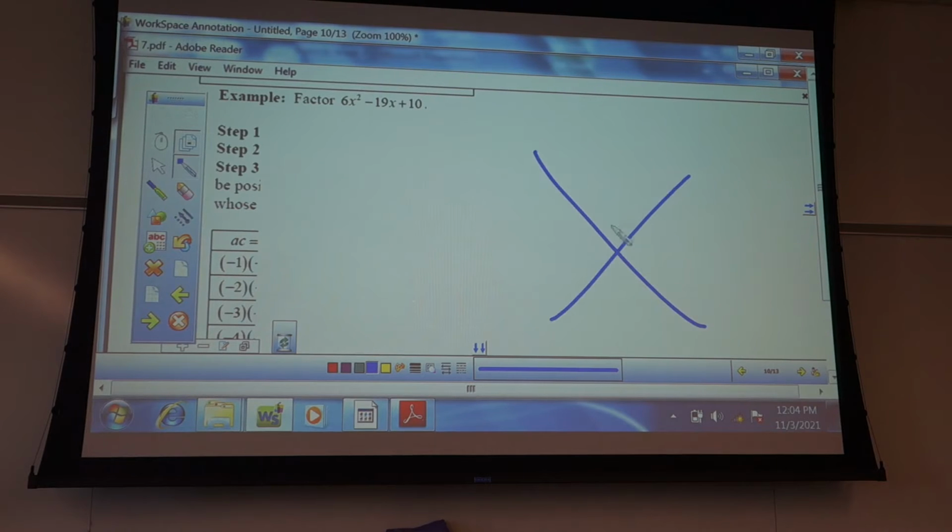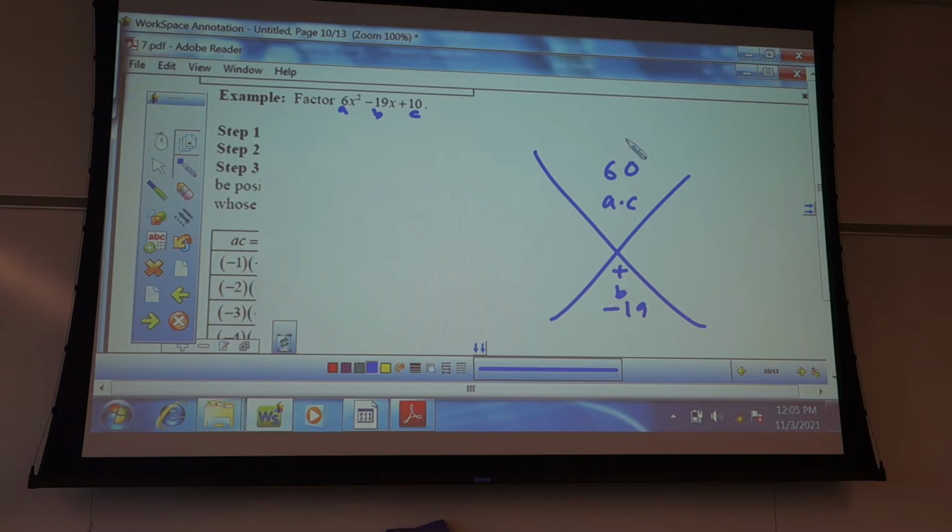Here I've got A, B, C. A times C is 6 times 10, which is 60. Everybody see where I got the 60 from? 6 times 10. Right, this is my A, that's my B, that's my C. My B is negative 11. So I need two numbers that multiply to 60 and add to negative 11.